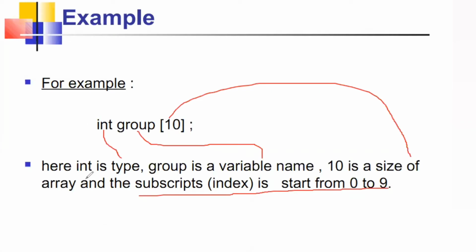Okay, so just going through a revision. Here in group[10], int is the data type, group is the variable name, and 10 is the size of the array, and the subscript index starts from 0 to 9.